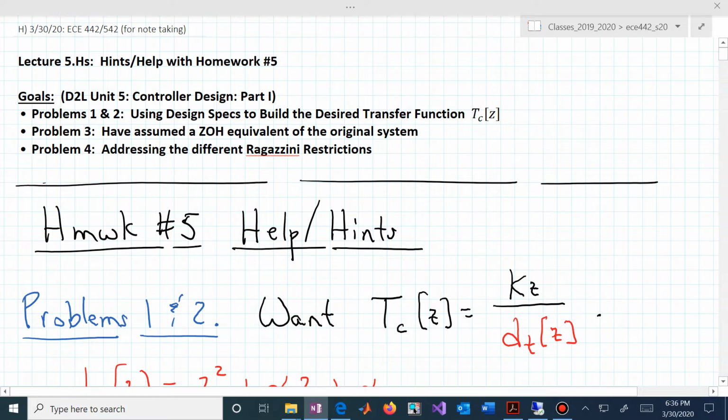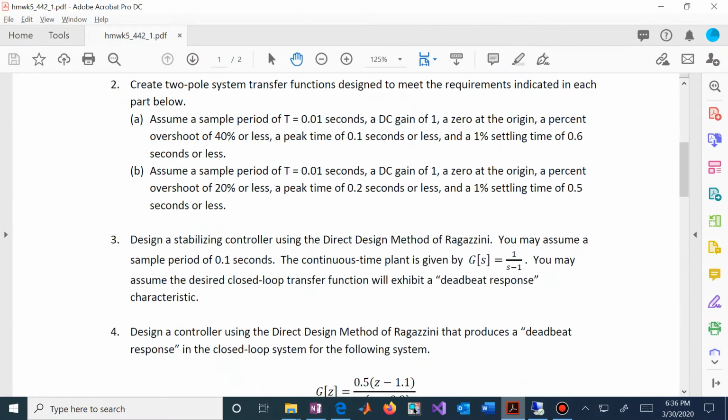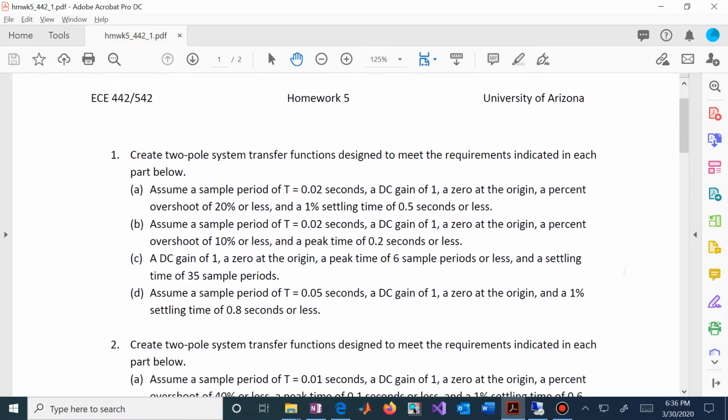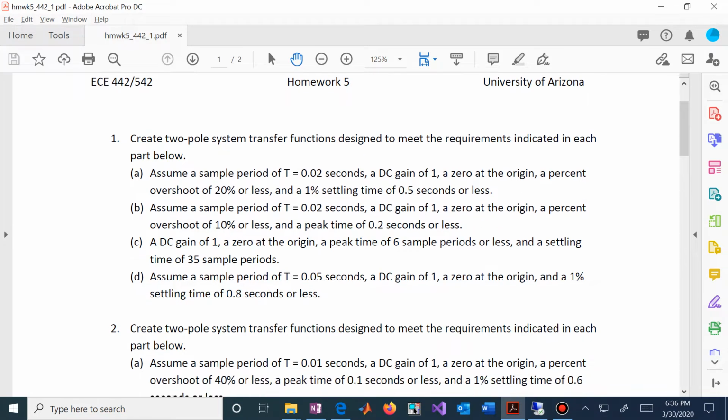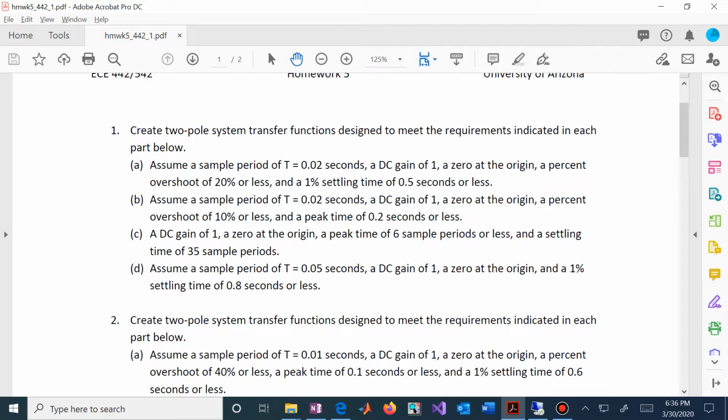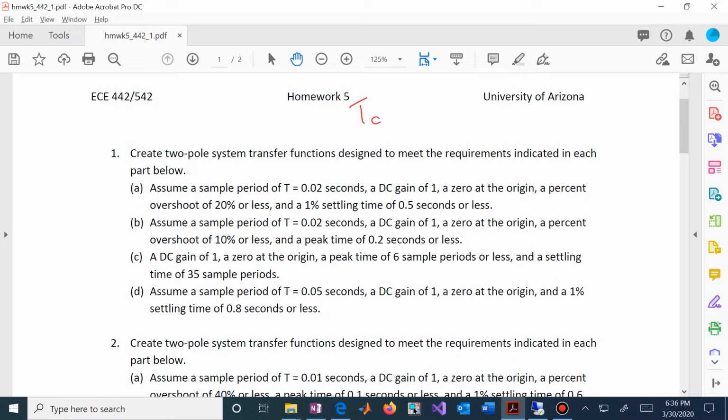in problem number 4. If you're trying to remember what we're looking at in the first two homework problems for homework number 5, you're being asked to design two-pole system transfer functions. That's this T sub c of z that you're being asked to create in problems 1 and 2. Really nothing beyond that. You're not asked to find a controller. You're just being asked, how do you find this T sub c of z?